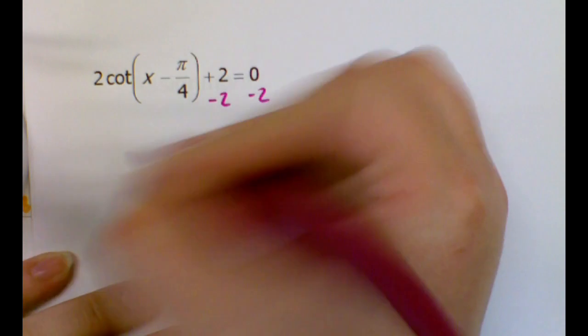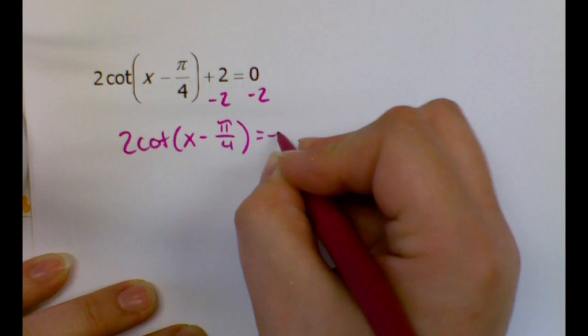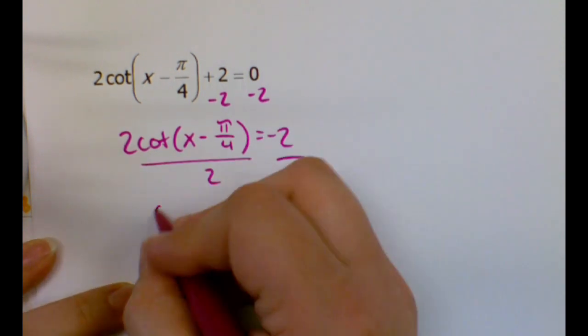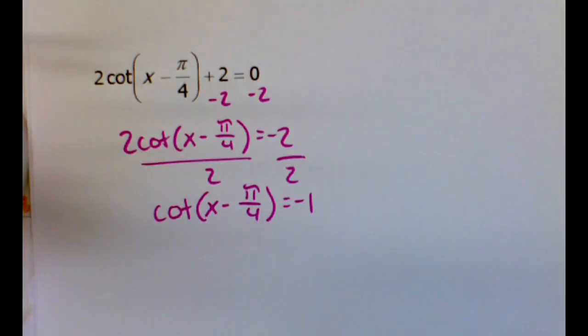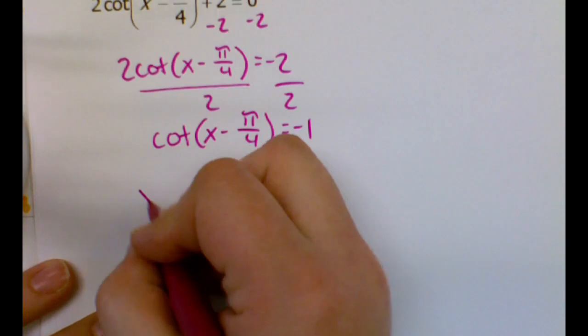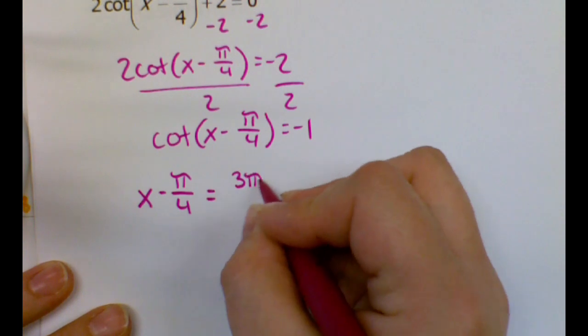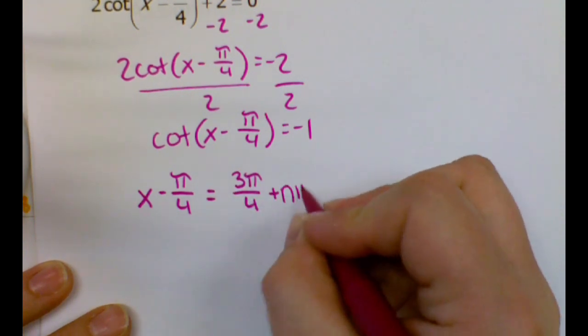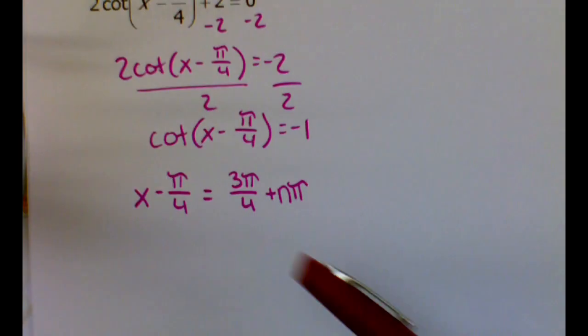All right, 2 cotangent of x minus pi over 4 plus 2. Same thing we just did there. We are going to subtract 2. And then divide by 2. All right, determine where the cotangent equals -1. X minus pi over 4 should equal 3 pi over 4 plus n pi. And that's all of it because the other one is 7 pi over 4, which is n pi away.